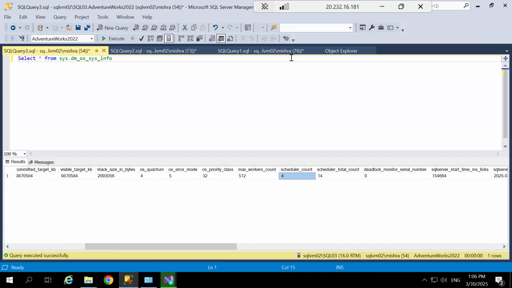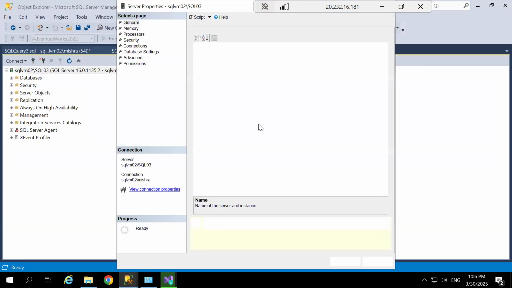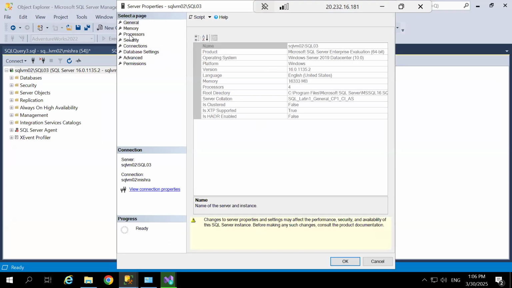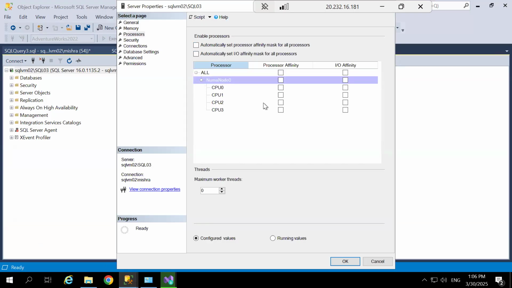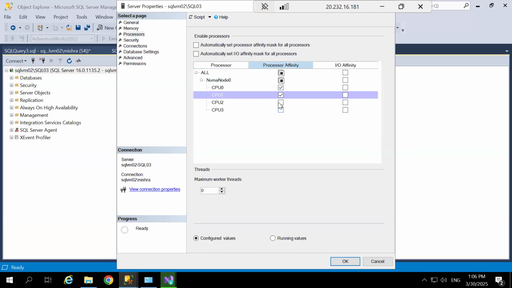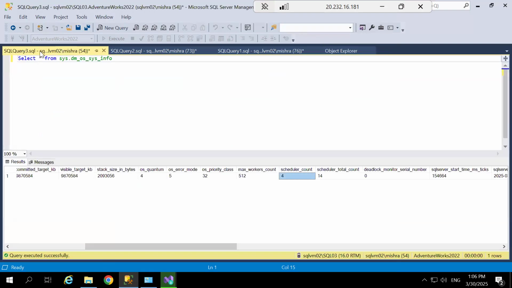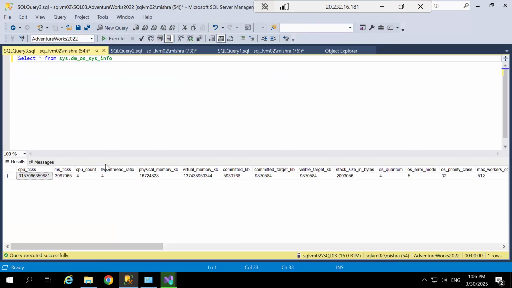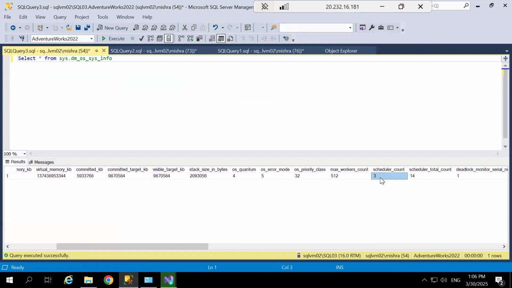Let us do one experiment here. Let us assign only 3 processors to SQL Server this time. Go to the processors and uncheck these 2. Go here, expand the NUMA node, and select 1, 2, 3. I'm assigning only 3 processors. Going back now, let's execute it. Here the CPU count is 4 on the server. Let us see the schedulers here. The scheduler count has been reduced now to 3, you see here, right? These are user schedulers, which are 3 only.